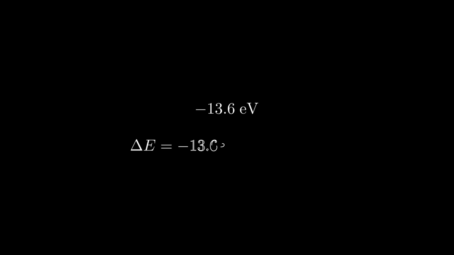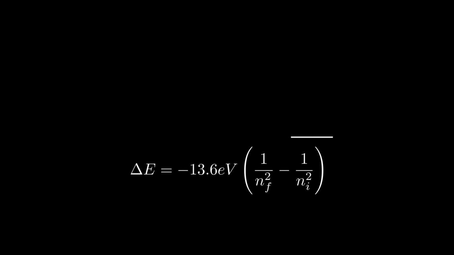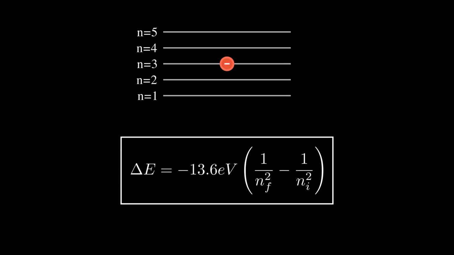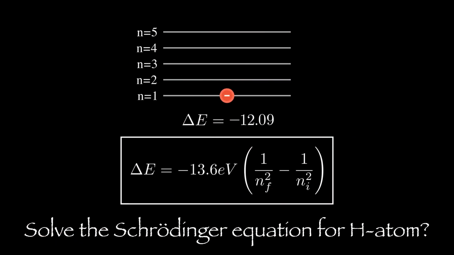Or perhaps you have seen the energy level equation in your wave mechanics class, which explains the transition energy of an electron in a hydrogen atom. Now this equation looks clean, but if you are a little bit more involved in the physics community, you might know that getting this equation is not the easiest task. To be precise, to obtain this equation, we need to solve the Schrödinger equation for the hydrogen atom.